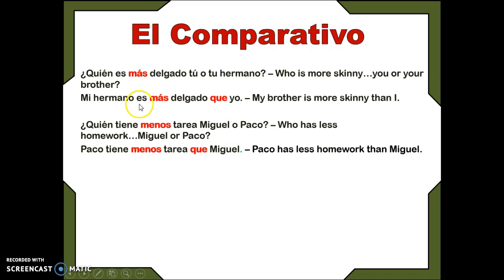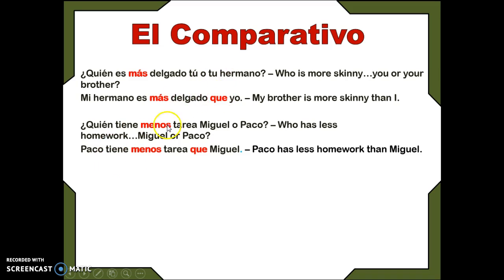If I were to ask you a question, ¿Quién es más delgado, tú o tu hermano? Who is more skinny, you or your brother? You would respond, well, maybe not, depending on the answer. Mi hermano es más delgado que yo. My brother is more skinny than I. So if I asked you a question, who's the skinniest? Who is more skinny? You would say, mi hermano es más delgado que yo. Again, same thing. Más or menos plus adjective or adverb plus que.